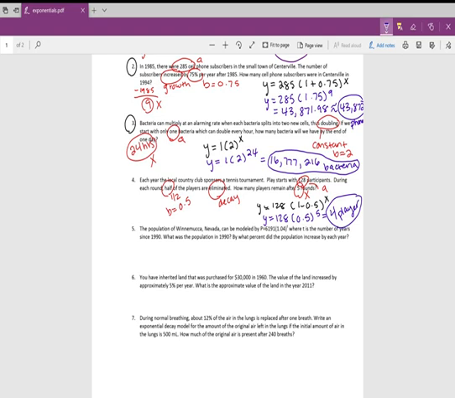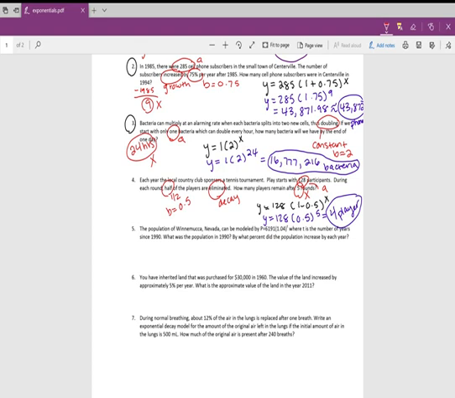Okay, this is what you should have got for number 5. Let's first read the problem. It says the population of Winnetka, Nevada can be modeled by P equals 6191 times 1.04 to the T power, where T is the number of years since 1990. What was the population in 1990? By what percent did the population increase each year? So in this case, it's not asking you to solve anything. It's just asking you to answer those questions.